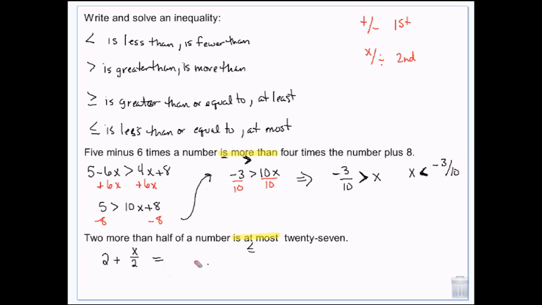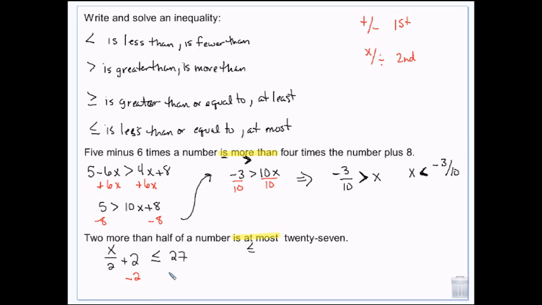So do you like the 2 on the back end better? In front of the x too, because you're just used to seeing that. Like here? Yeah. Okay. For some reason it looks better for you. That's totally fine. Okay, at most, that's the less than or equal to, and then it's at most 27.